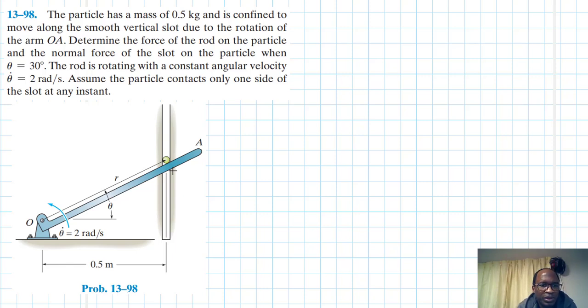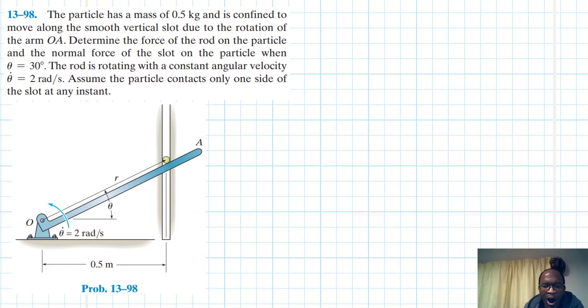We have been asked to determine the force of the rod on the particle and the normal force of the slot on the particle when theta is equal to 30 degrees. The rod is rotating with a constant angular velocity, and we've been given the value. Assume the particle contacts only one side of the slot at any instant.